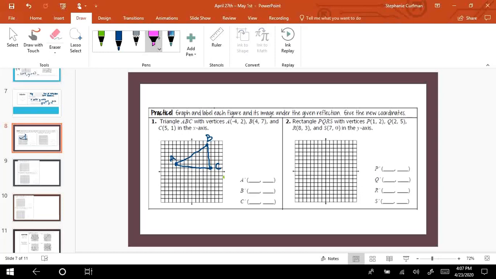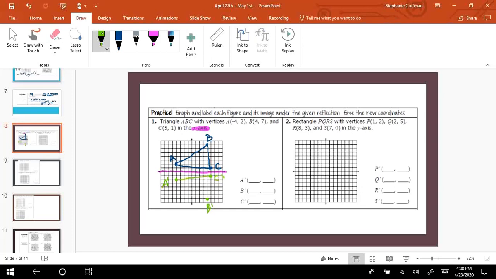Then you want to look at and kind of highlight your line of reflection. It wants us to use the x-axis. Well, the x-axis is this horizontal line going across our graph. So we want to be equidistant from that. Point A is 2 units above the line of reflection, so for point A prime, I'm going to go 2 units below the line of reflection. Point B is 7 units above the line of reflection, so point B prime is going to be 7 units below. And then C is 1 above the line of reflection, so it will be 1 below.